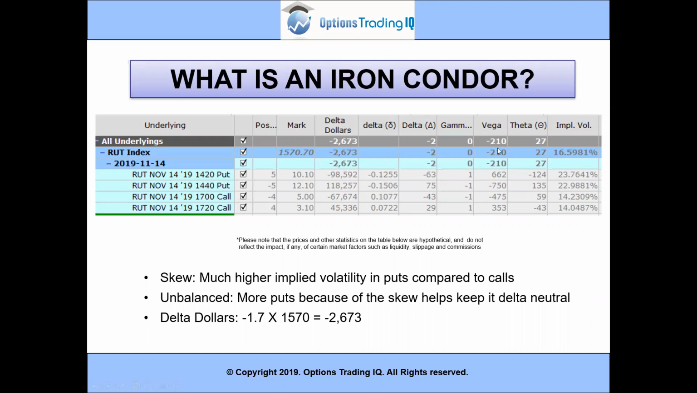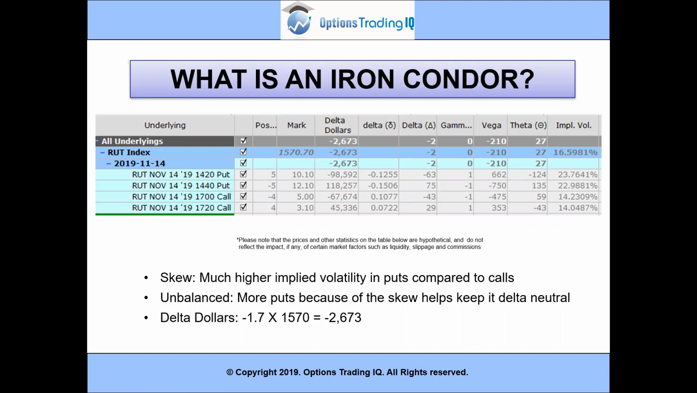Obviously, Vega is another thing we want to watch for. Iron condors are a short Vega trade. So if we get a volatility spike, that's generally bad for these trades. So we'd like to have some offsetting trades elsewhere that might have a little bit of positive Vega to help offset some of the negative Vega that we have here.